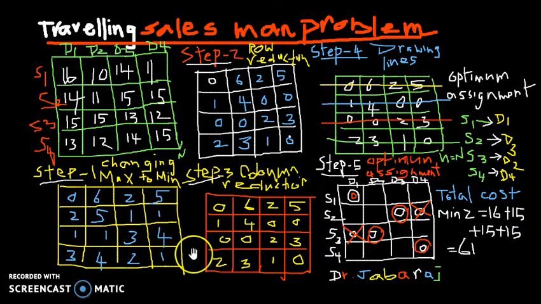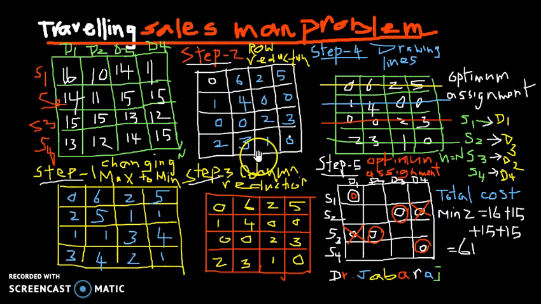Now let us do the column reduction. What we did row-wise, we have to do column-wise. That's called column-wise reduction. Take the first column; the least number is 0. 0 minus 0, 0. 1 minus 0, 1. 0 minus 0, 0. 2 minus 0, 2.